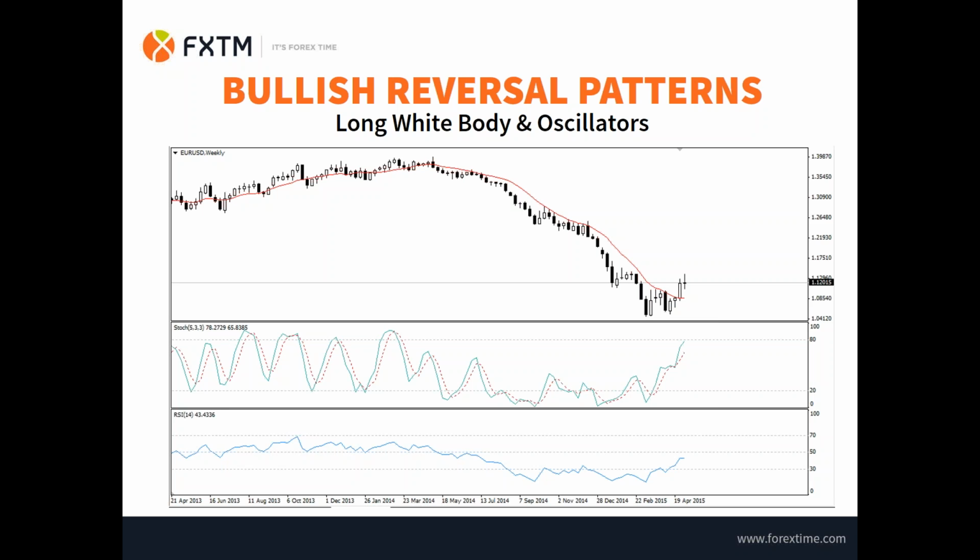Bullish reversal patterns, long white body, filtering with oscillators. It's not just one oscillator this time. We have more oscillators. Yes? So I use RSI and MACD to double filter the price action. Yes, Mr. Michael, it's a very good idea, and in theory, it's a very good combination.